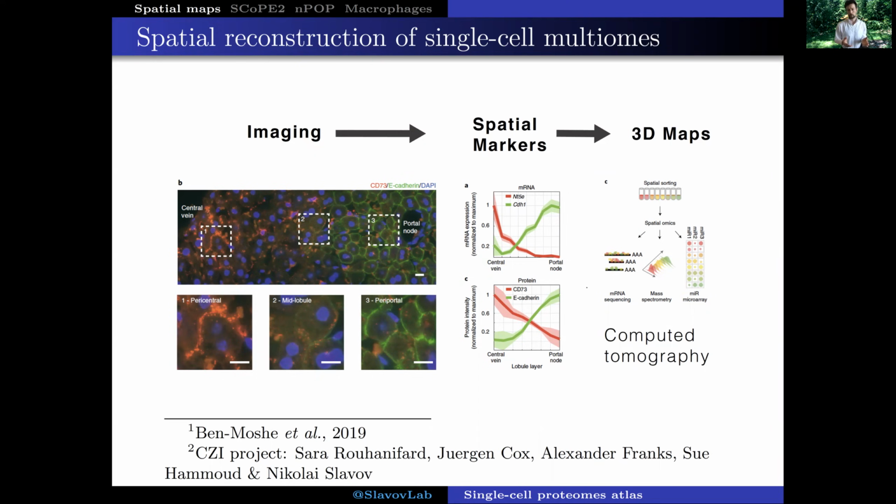In particular, we would like to use imaging approaches to establish the profiles of spatial marker genes that then can be used for either sorting single cells or computationally aligning them so that we can computationally reconstruct 3D single cell resolution atlases. And in particular, one project where we pursue this approach is funded by the Zuckerberg Initiative in collaboration with a number of colleagues listed below.